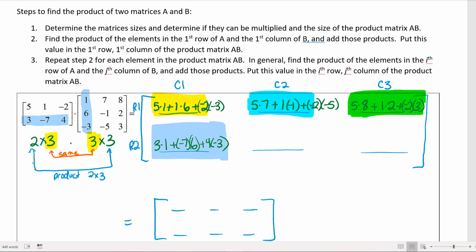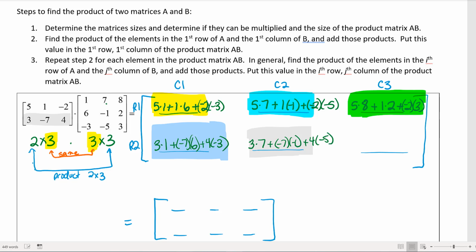Next, I'm looking for the element in the second row, second column. So I'm going to highlight the second row and the second column of my first and second matrix respectively. So I take the product of the first elements, which is 3 times 7, plus the product of the next two elements, which is -7 times -1, plus the product of the third element, which is 4 times -5.